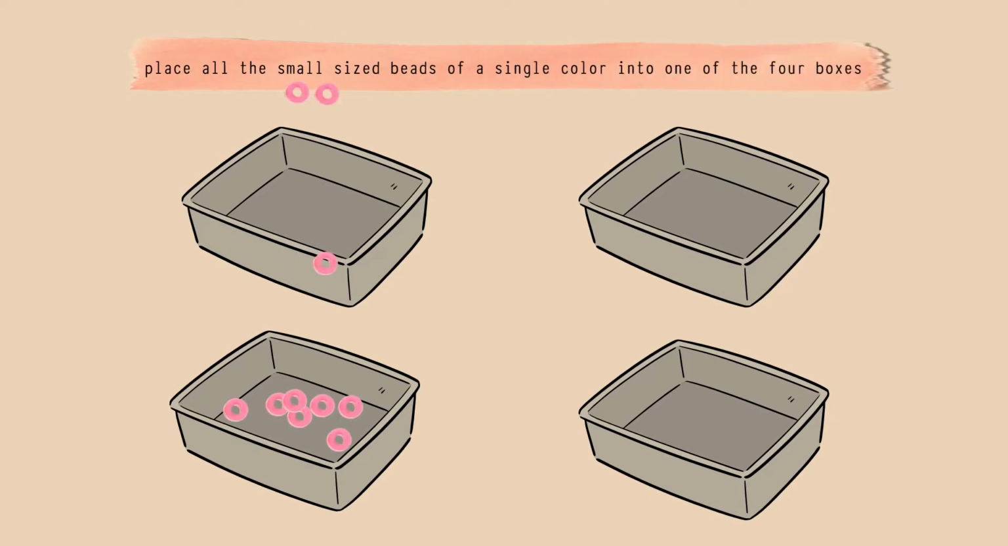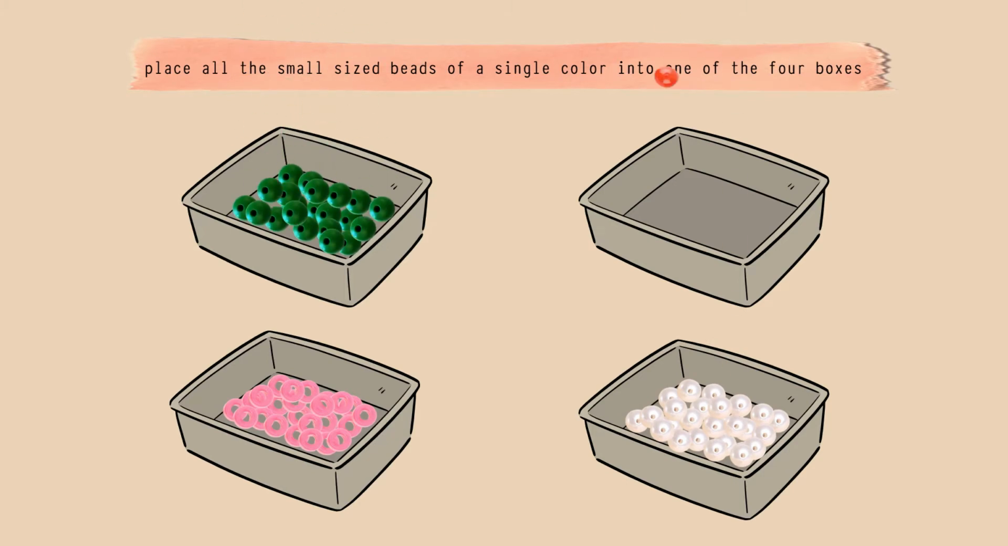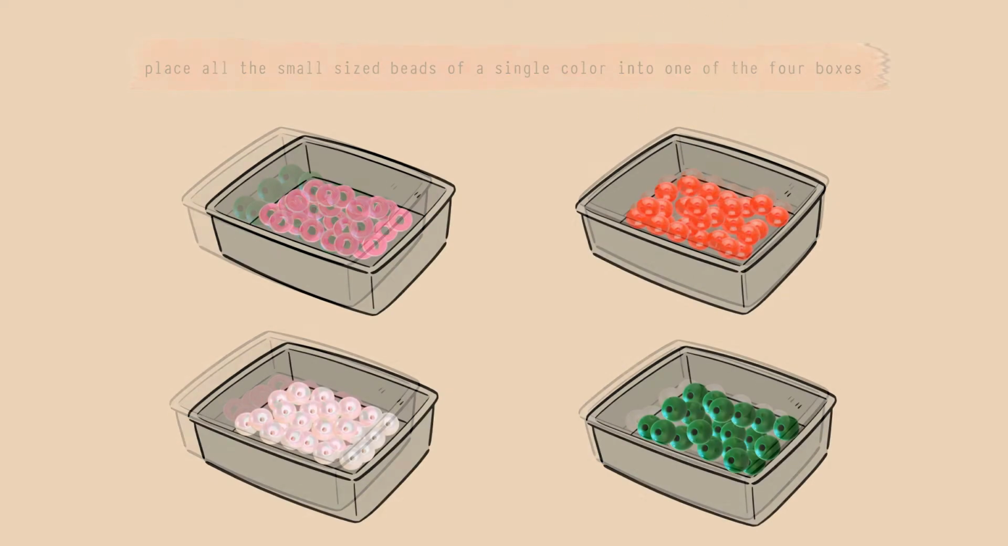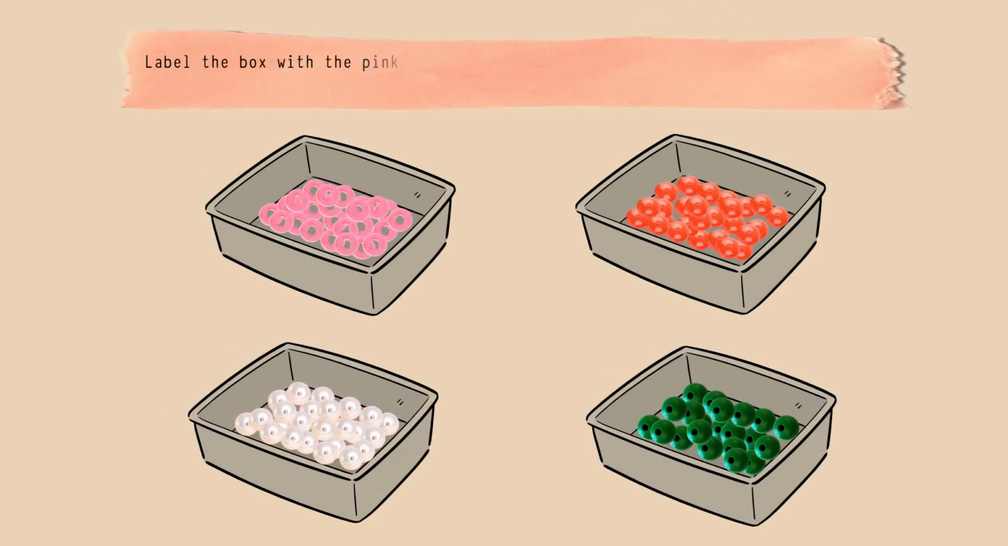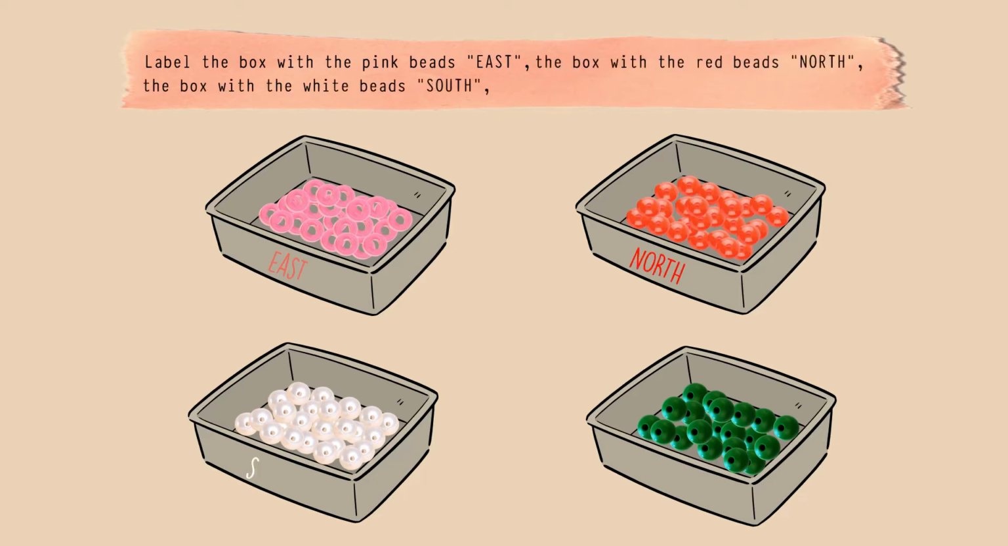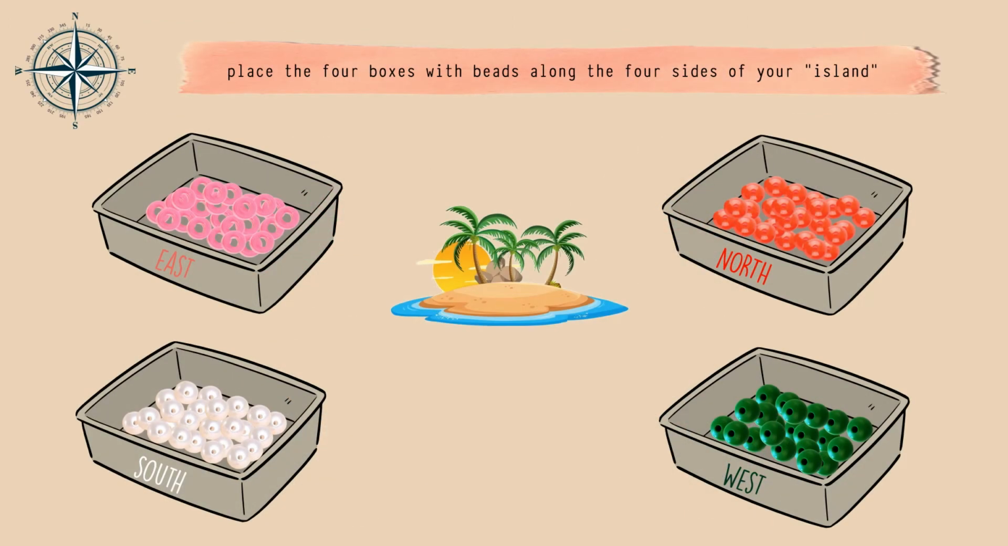Place all of the small-sized beads of a single color into one of the 4 shoe boxes. Label the box with the pink beads East, the box with the red beads North, the box with the white beads South, and the box with the green beads West. Place the 4 boxes with beads along the 4 sides of your island.